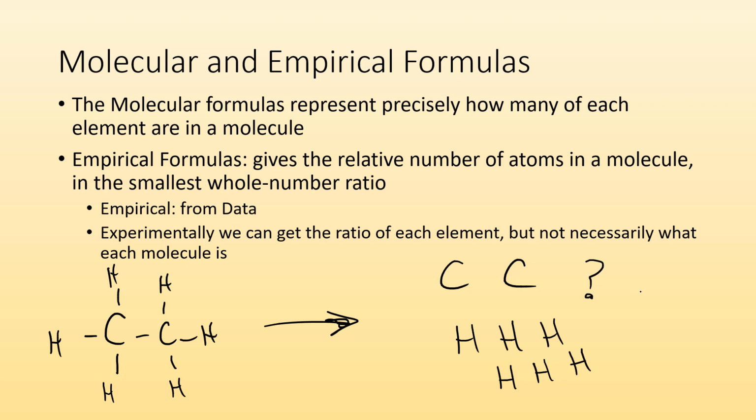I don't know. So the empirical formula is going to show you the ratio. If I broke that apart, for every 1 carbon, I have 3 hydrogen. That's what I'm getting experimentally. I can figure out the ratio between those, but I don't know, was this 1 molecule? Was it 2 molecules? Was it even 3 molecules? I don't know. But I can tell you the ratio between those elements that make it up.